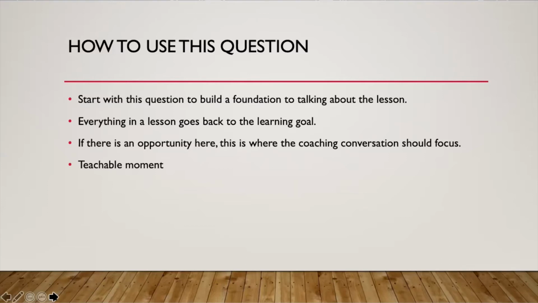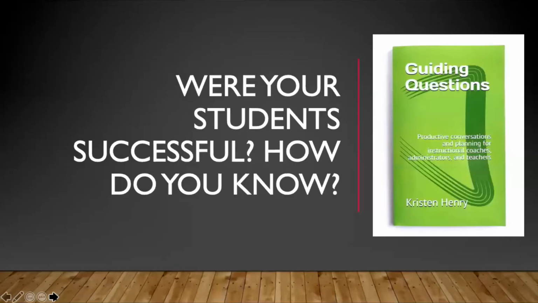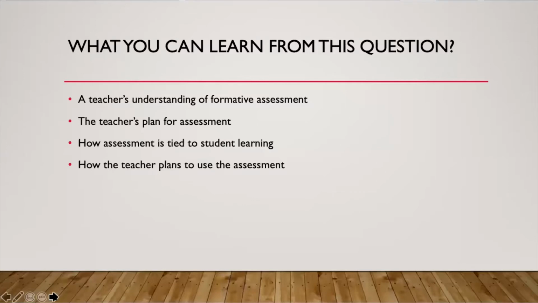Now, if we get past that question and the teacher knows, hey, this is what I wanted my students to learn today, and the kids can say it, right? I would always go ask students when I did observations, hey, what are you learning today? And if the kids could articulate that, I knew that the teacher had really set the standard for that. So if you get from there, then you go to, were your students successful? How do you know? So how are you using formative assessment?